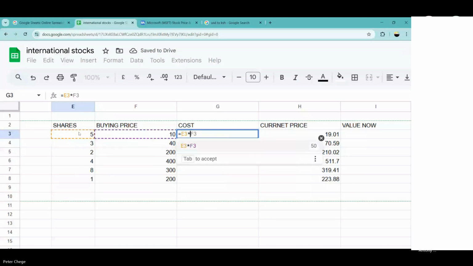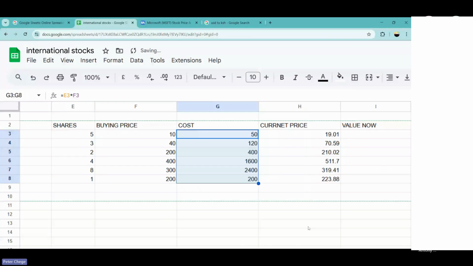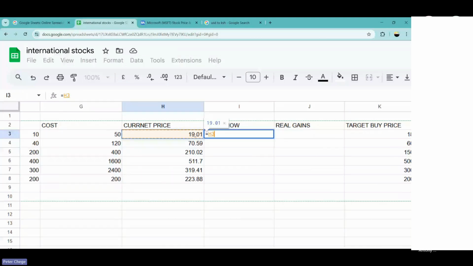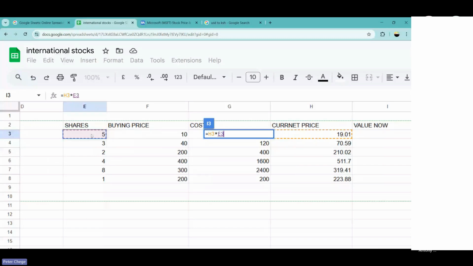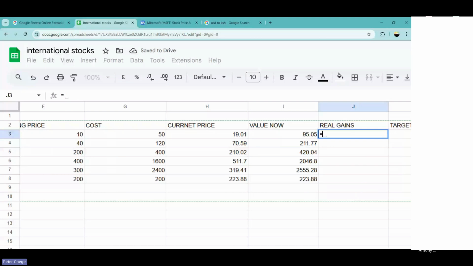times this. Then you factor commissions. I don't want to factor commissions right now, but in the spreadsheet that I will share, I will factor that. So that's the cost. Then the value now is your current price times the number of shares. Again, drag down. So your real gains will be your current value minus your cost. So those are the gains.